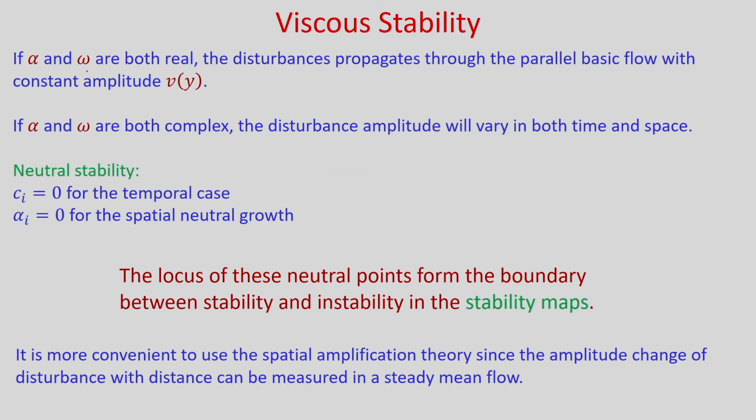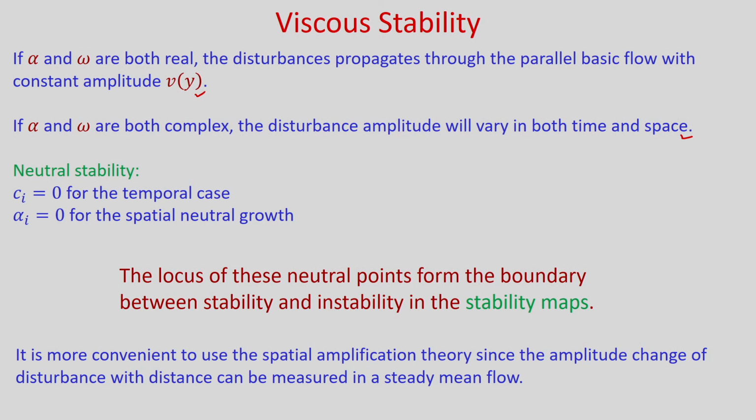And if alpha and omega are both real, then the disturbances propagate through the parallel basic flow with constant amplitude v(y), and if alpha and omega are both complex, the disturbance amplitude will vary in both time and space. So, we are more interested in neutral stability. So, for that, c i is equal to 0 for the temporal case and alpha i is equal to 0 for the spatial neutral growth, and if we plot this c i equal to 0, the locus of these neutral points forms the boundary between stability and instability in the stability maps.